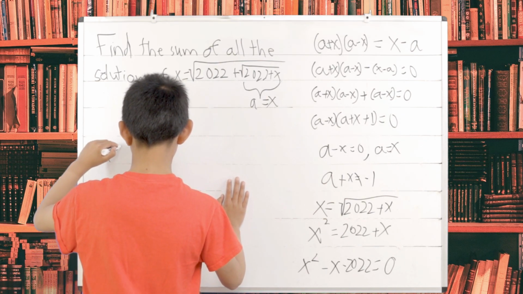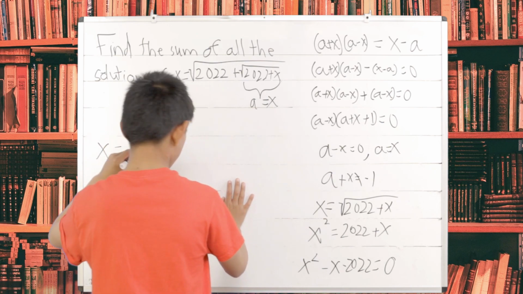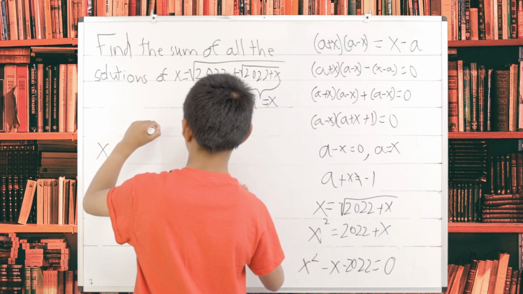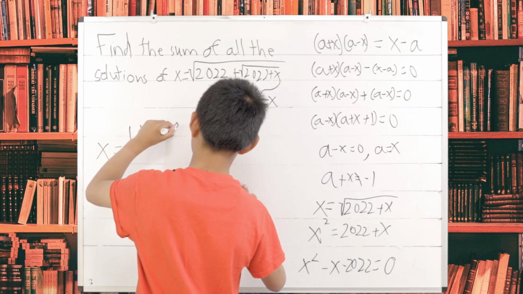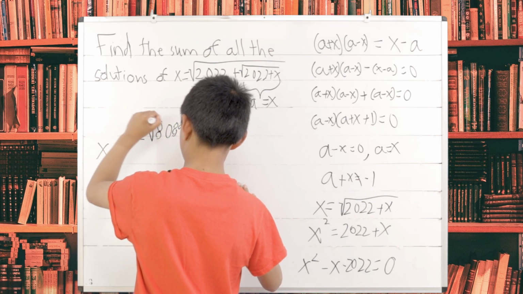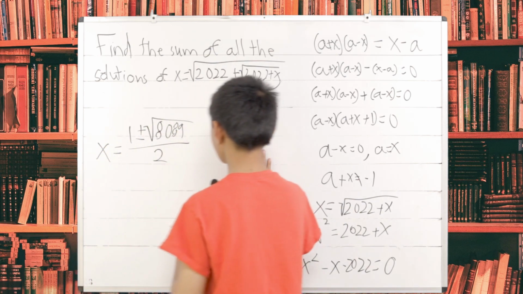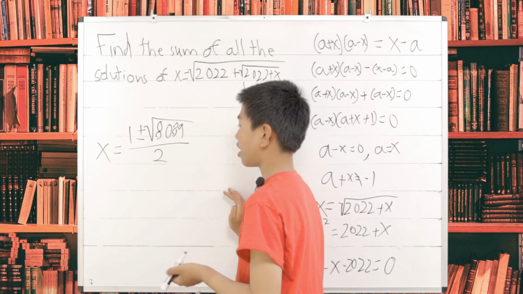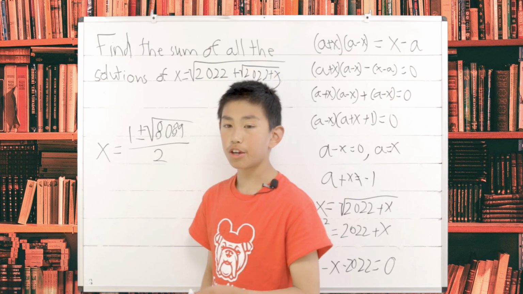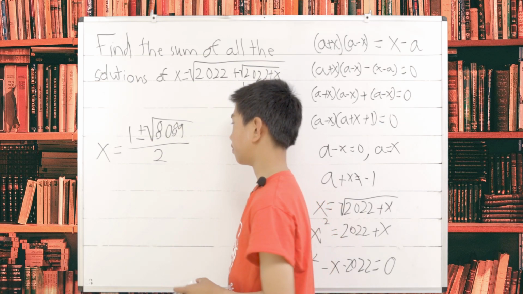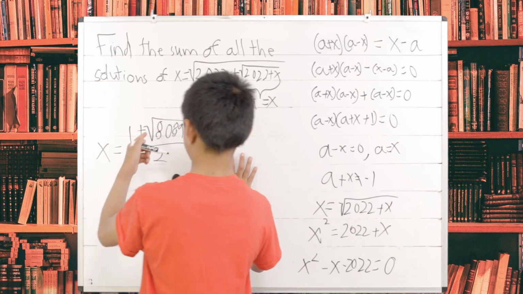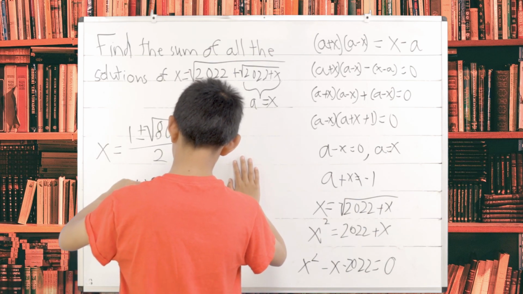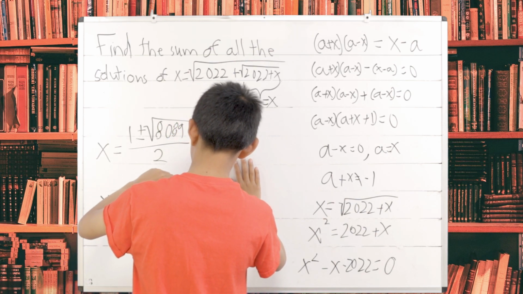So x is equal to 1 plus or minus the square root of 1 plus 2022 times 4, which is 8088, plus 1, so 8089, over 2. Now, you might be thinking there are two solutions to x, but as we stated earlier, a or x cannot be negative. So our only answer is when this is plus, so our only answer is when x is 1 plus the square root of 8089 over 2.